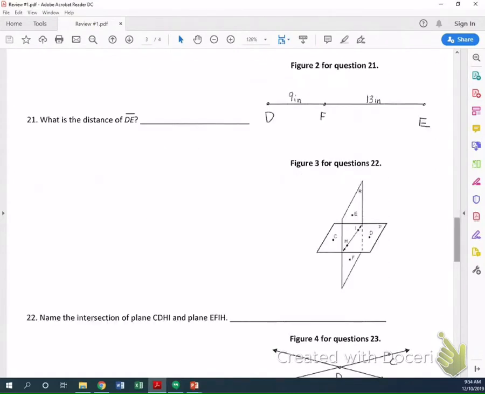All right, here's number 21. We want to find the length of this segment, DE. How do I do that? Add 9 and 13, what do you get? 9 and 13, right? What do we get? 22 inches, good.